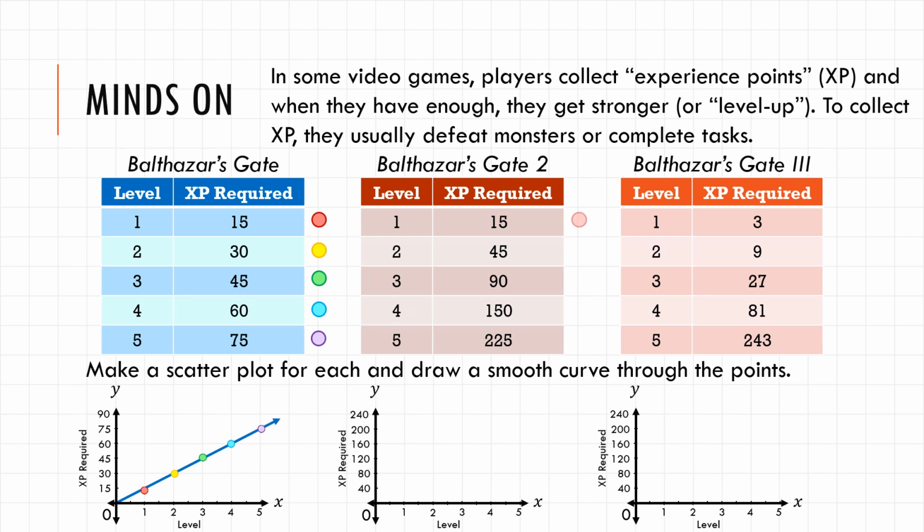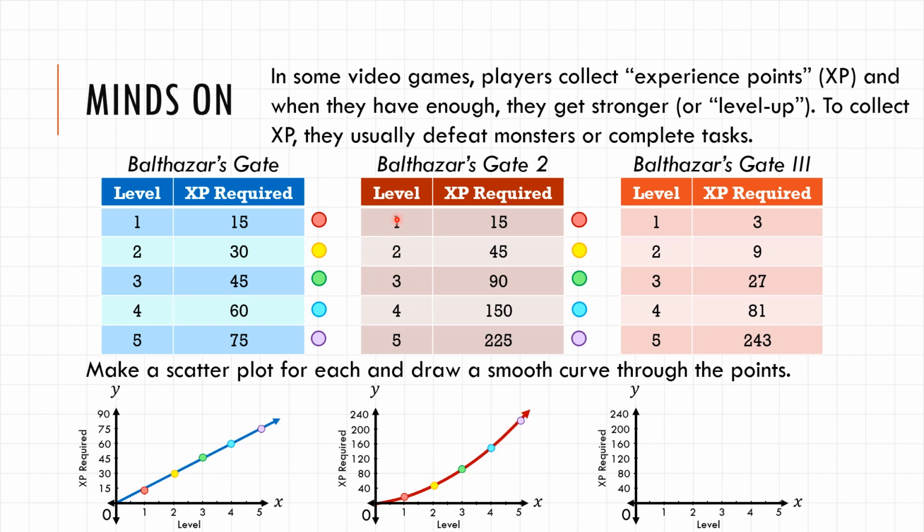For Balthazar's Gate 2, for level 1, you still need 15 experience, so that's the same. But for level 2 now, we need a little bit more, that's 45. Now, these 2 points are in a straight line. Between any 2 points is a straight line. But what happens when we start adding more? 3 and 90. 4 and 150 is a little bit higher than that. And 5 and 225 is even higher than that. And if you notice, these aren't exactly in a straight line. They follow a very, very slight curve upwards.